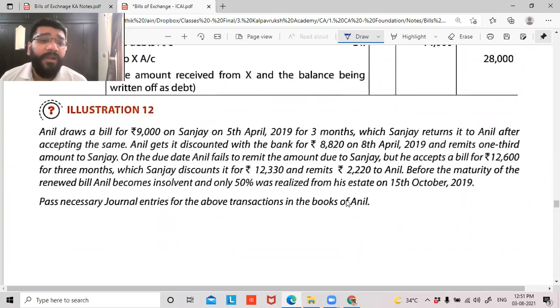It says that Anil draws a bill for 9,000 on Sanjay on 5th April 2019. So Anil is drawing the bill on Sanjay for 9,000 rupees on 5th April 2019 for 3 months. The tenure of the bill is 3 months, which Sanjay returned to Anil after accepting the same. So Sanjay has accepted the bill.